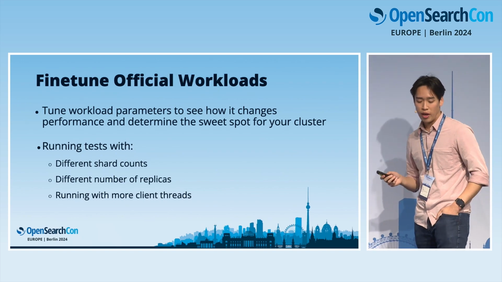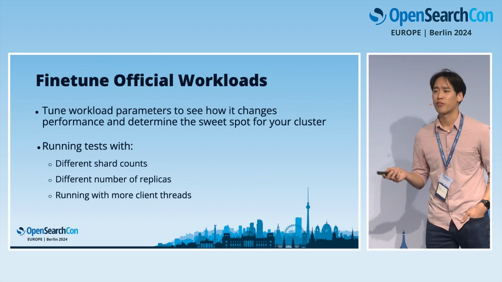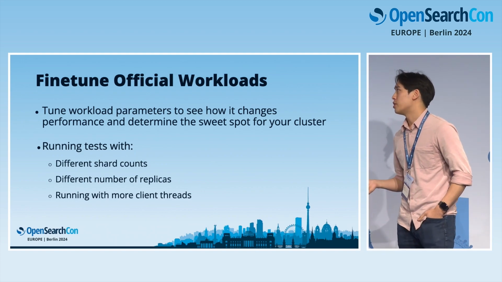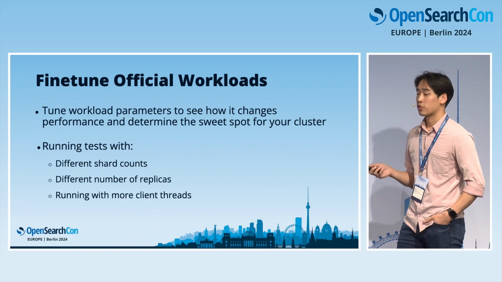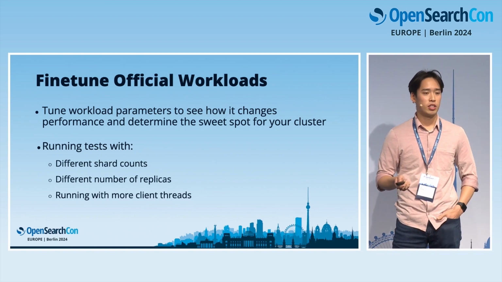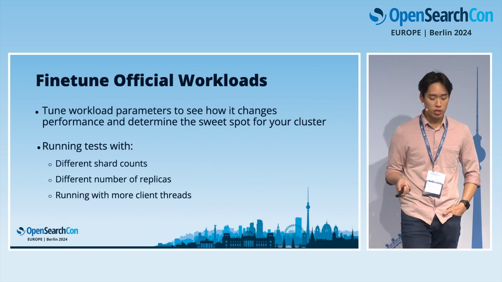The next strategy we recommend is getting a little bit closer to the official workloads and playing around with different workload parameters. You can change them to see how it changes performance on your OpenSearch test cluster and ultimately understand a potential sweet spot. So maybe that's running tests with different shard counts, different numbers of replicas and primaries, or running with more client threads.